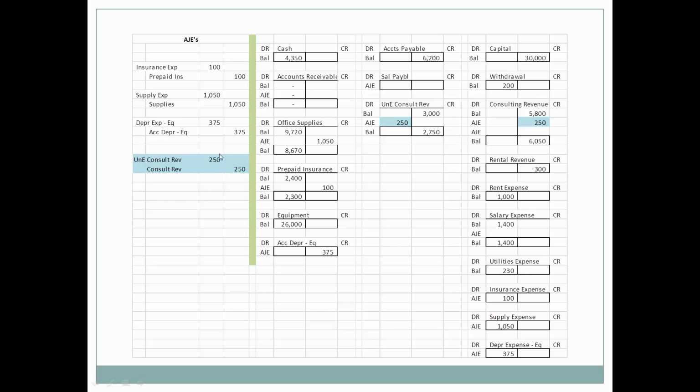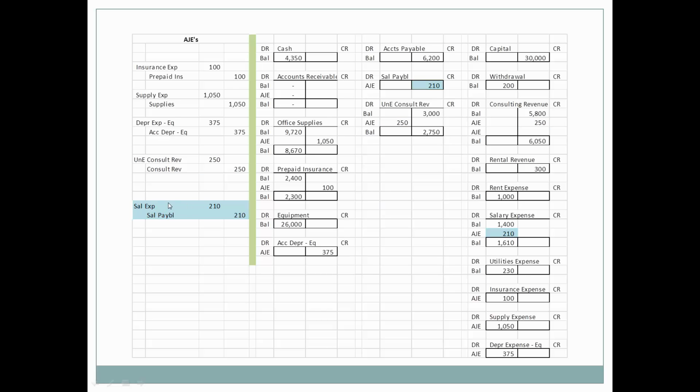Unearned consulting revenue. We have decreased the amount that we owed because we've worked on this contract and now we have earned $250 of that contract. So here was our original contract for $3,000, our adjusting journal entry for $250. Now we only owe this client back $2,750 if they were to rescind or cancel the contract because we have done some work on it. And also we get to recognize an adjusting journal entry, $250, saying that yes, we've earned an additional $250 in addition to the original $5,800 we had in the account.